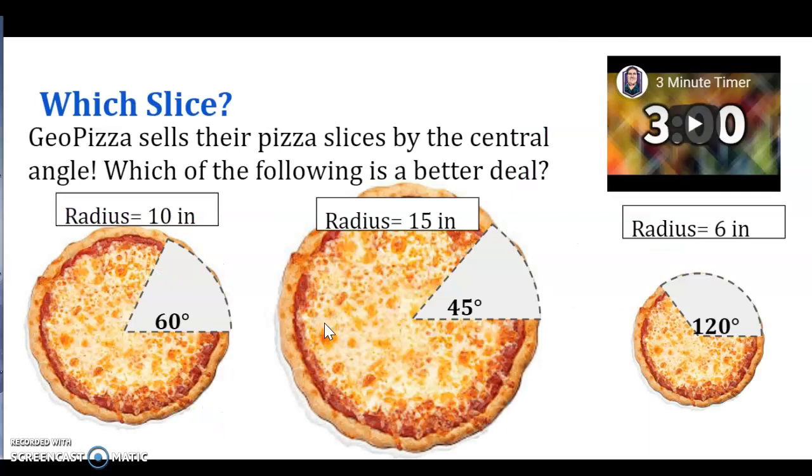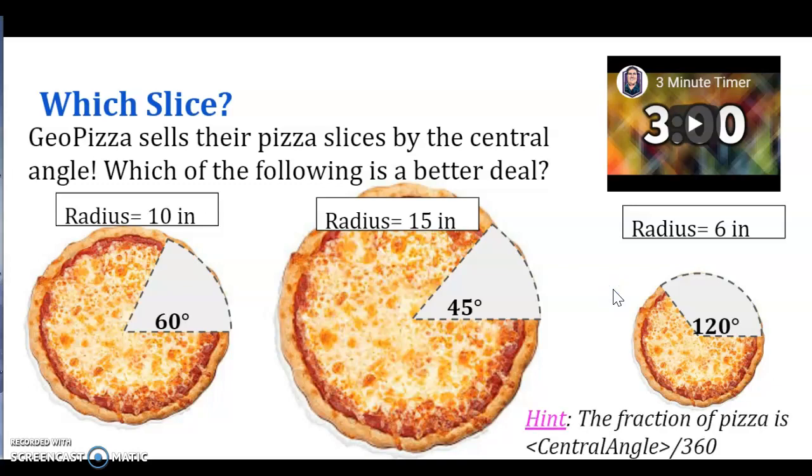Okay, we're going to do some application problems. Here we go. Your pizza place sells pizza sliced by the central angle. Which of the following is a better deal? A radius of 10 inches with a 60 degree central angle, a radius of 15 inches with a 45 degree central angle, and a radius of 16 inches with a 120 degree central angle. So please pause the video and see if you can calculate this, and the answer will be shown in 3, 2, 1.